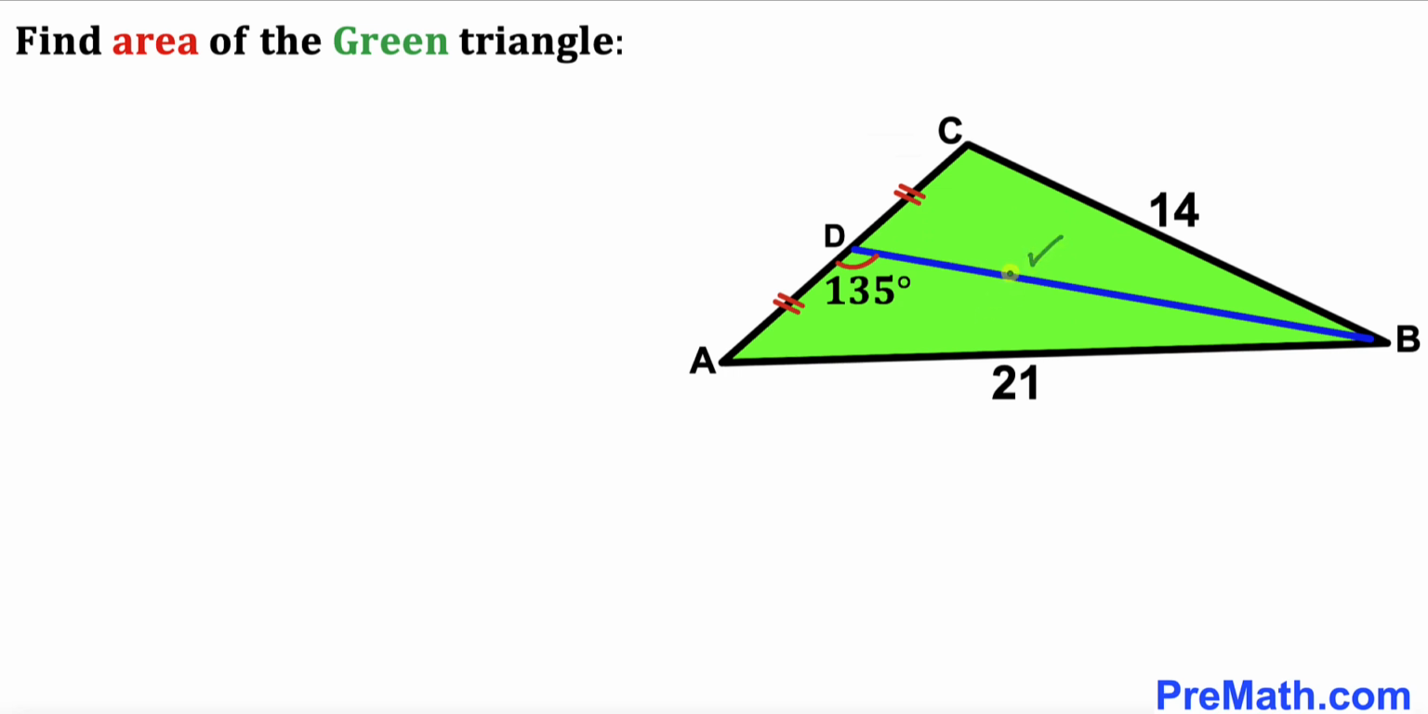In this video, we have this green triangle ABC along with this median BD, as you can see in this diagram, such that segment AD equals segment CD, and angle ADB is 135 degrees. Moreover, side length AB is 21 units, whereas the other side length BC is 14 units. Our task is to calculate the area of this green triangle ABC.